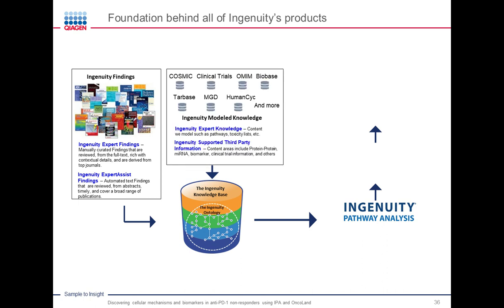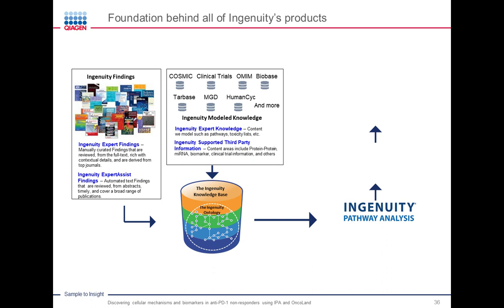In addition to that, we also have curation from third-party data sources. These are data sources such as BioGRID, which has protein-protein interactions, clinicaltrials.gov, which has information about clinical trials, TarBase, which has information about microRNA, and HumanCyc, which has information about metabolites and pathways and such, right? So our team curates information both from peer-reviewed publications and third-party data sources.